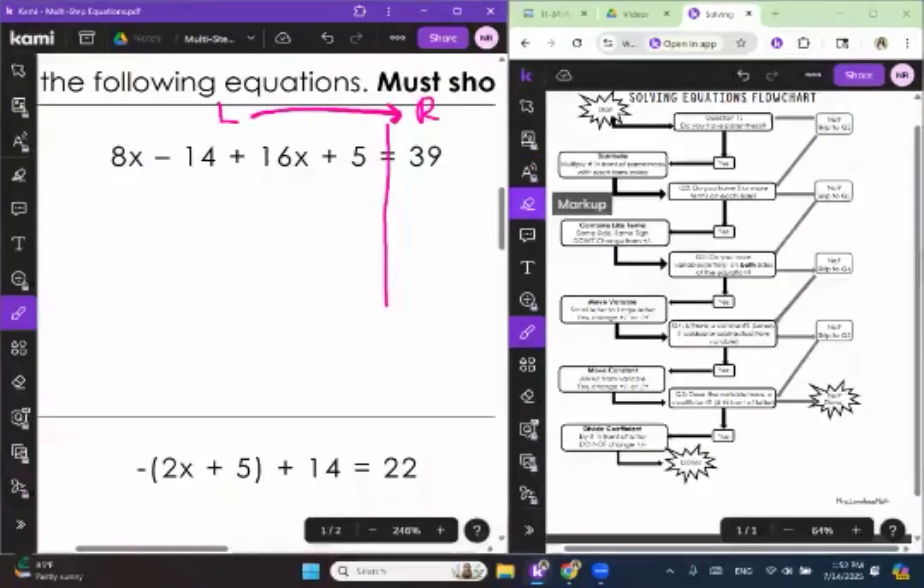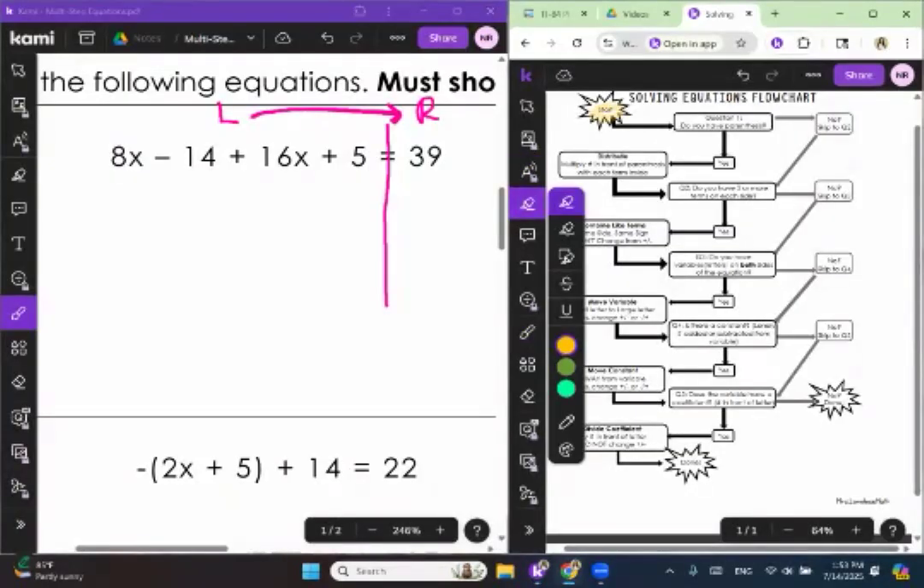So if we're using our flow chart, we're starting right here. Question number 1 is, do we have any parentheses? If we look at the left side of the equation, we don't. So we skip down to question 2. Question 2, do you have 3 or more terms on each side? Well, we have 1, 2, 3, 4 terms on the left side. Don't underline them because I'm going to erase that. We have 4 terms on the left side, so that would be a yes. I'm going to go straight down to yes.